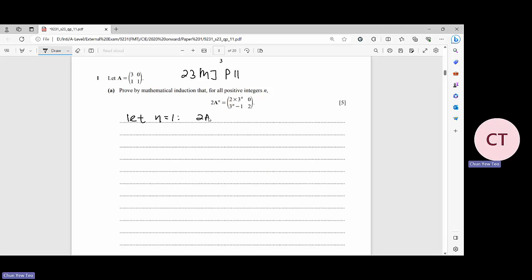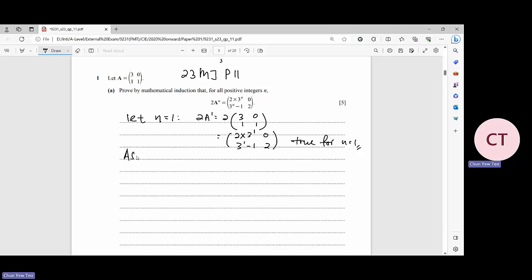Then I have 2A to the power of 1, which is the same as 2 multiplied by this matrix. If you multiply it inside, you get exactly the same as the given form. This is the same as the form that we have over here when n is equal to 1. So this is true for n equal to 1.